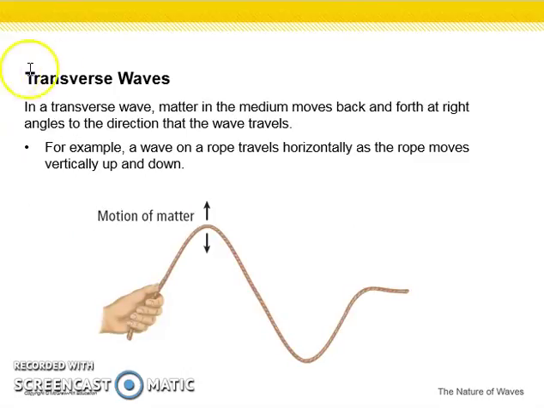Next heading, transverse waves. Write it down. In a transverse wave, matter in the medium moves back and forth at right angles to the direction that the wave travels. So just talking for a second. For example, a wave on a rope travels horizontally this way as the rope moves vertically up and down. So the motion of matter is going up and down this way as the wave moves through horizontally. And you can learn more about this on page 276.